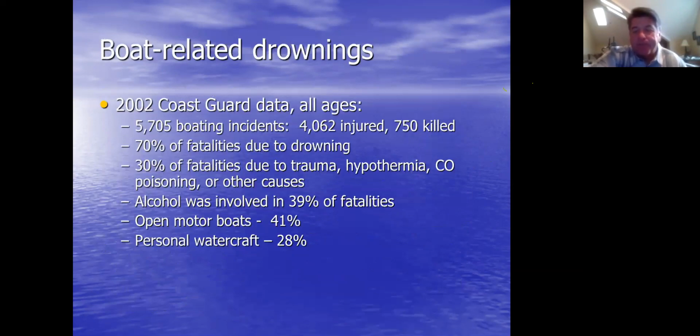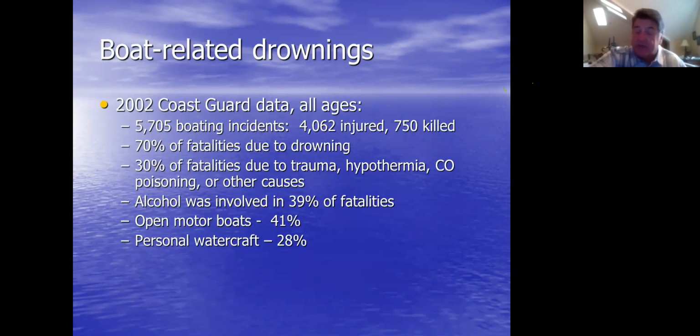Boat-related drownings. In 2002, the Coast Guard compiled data of all ages. This was the most recent study that I had access to. About 5,700 people suffer boating incidents every year. Approximately 4,000 are injured and 750 killed. 70% of those fatalities are due to drowning. 30% of the fatalities are due to trauma, hypothermia, carbon monoxide poisoning, or other causes.